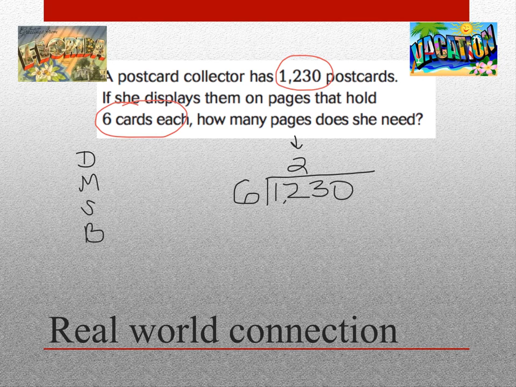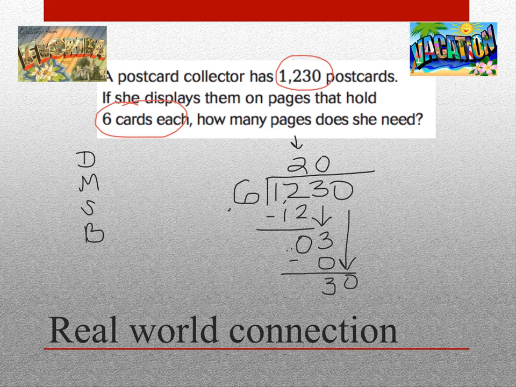Multiply 2 times 6 is 12. Subtract 0. Bring down my 3. Now I'm starting with division again. How many times can 6 divide into 3? Well, 6 divides into 3 0 times. 0 times 6 is 0. Subtract, which is 3. Bring down my 0.